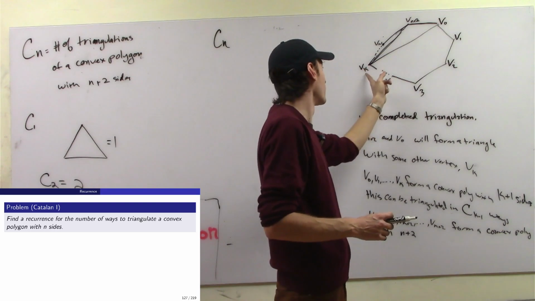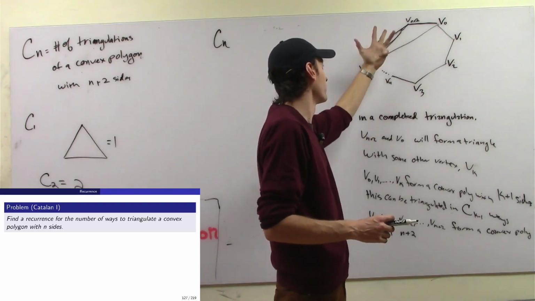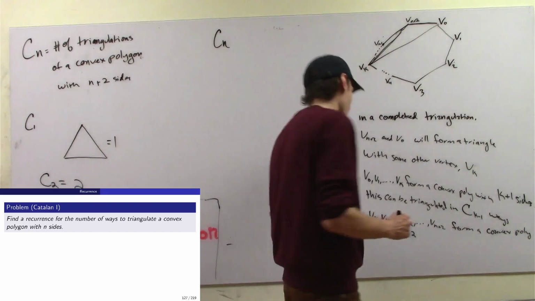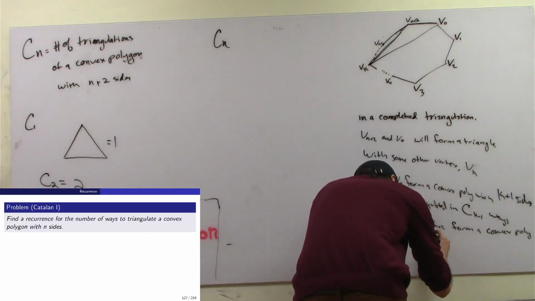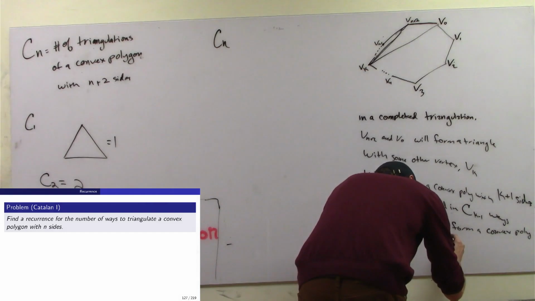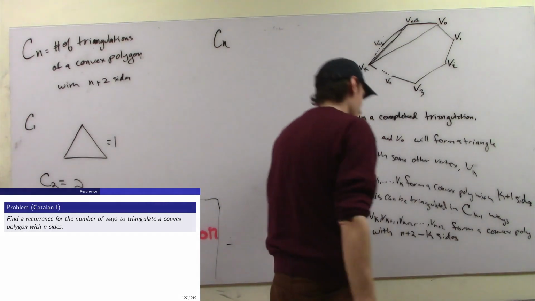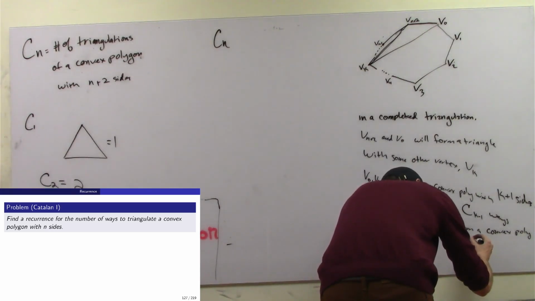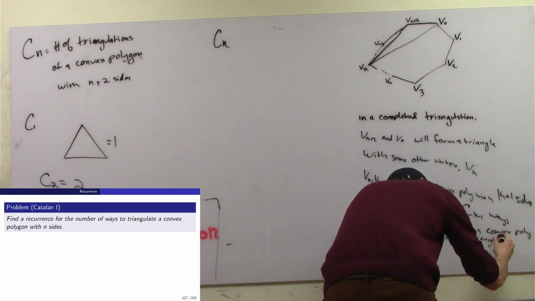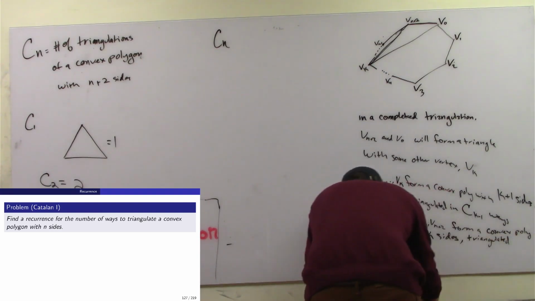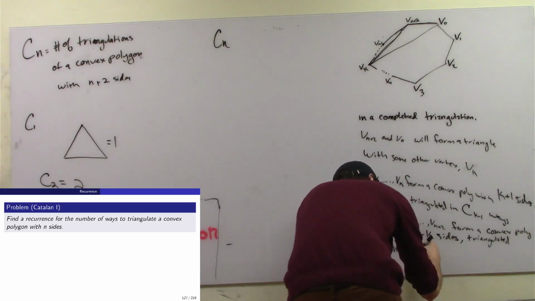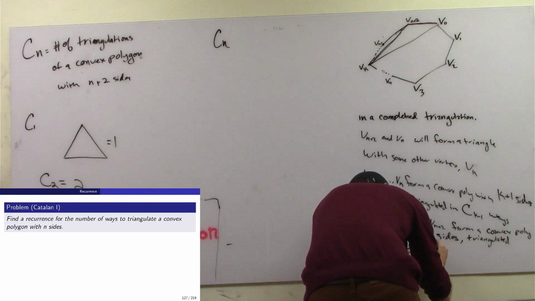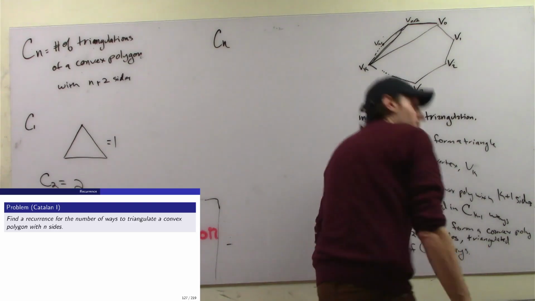And so it would be 3, 4, 5, 6, 7, which would be 7 minus 3 is 4. Okay, with n plus 2 minus k sides. Okay, that can be triangulated in one of the number of sides minus 2, so that should be C sub n minus k ways. Okay?